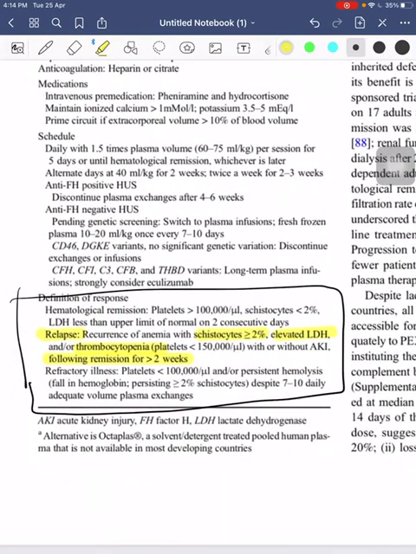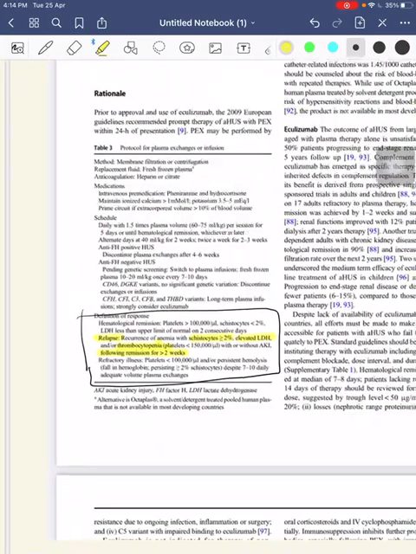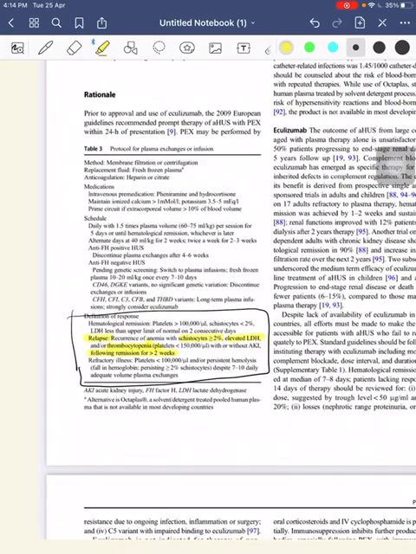it is recurrence of anemia with schistocytes of more than or equal to 2%, elevated LDH, and thrombocytopenia with or without AKI, following remission for more than 2 weeks. After 2 weeks of being in remitted phase, the child again has a recurrence of anemia with schistocytes or elevated LDH and thrombocytopenia. It is called as relapse. That is relapse.